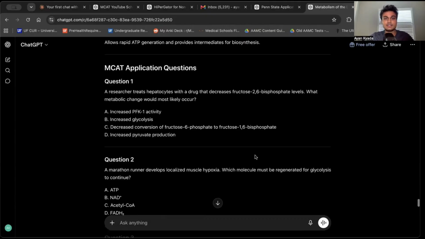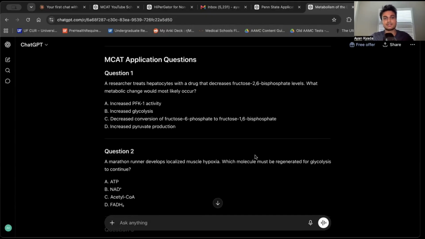Finally, you get the MCAT application questions. Not only is this a good chance to practice applying the information you learn, you also get a sense of how the MCAT could present metabolism questions. And you also get the ability to determine if you're struggling with a step or struggling with a specific enzyme.